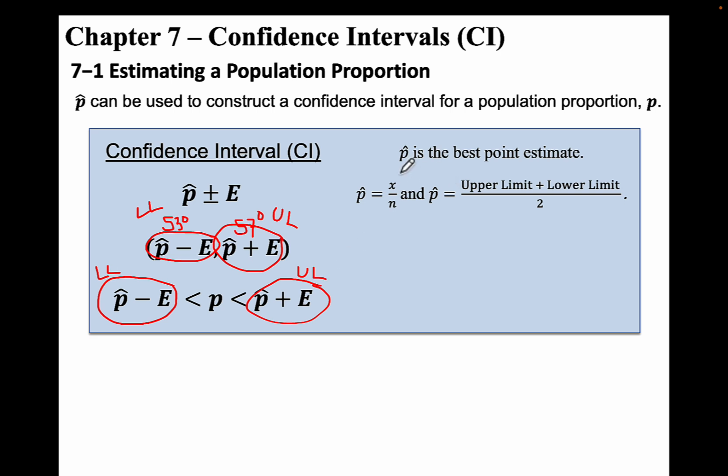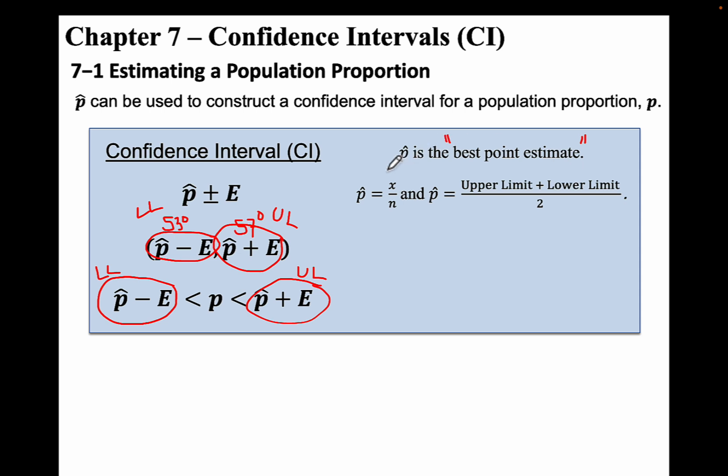P hat is what's called the best point estimate. I like to think of it as the best guess. If we go gather some data and then we calculate p hat, our best guess is that p hat is equivalent to p. Another way to say that is, if we go gather some data and we calculate p hat, our best guess for the population proportion is whatever we calculated from the sample proportion.